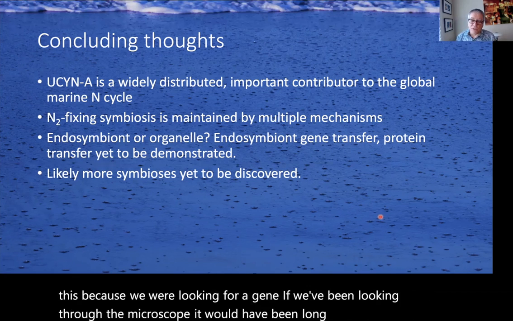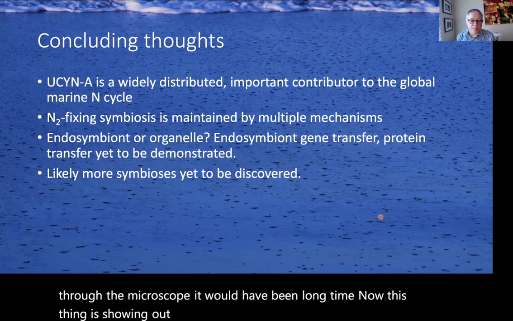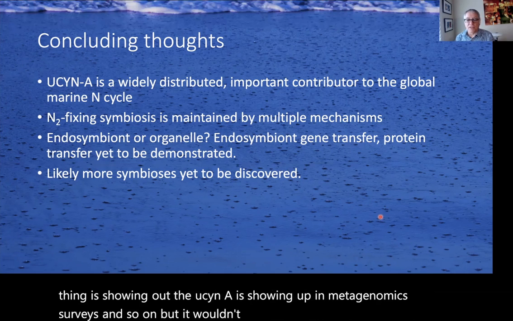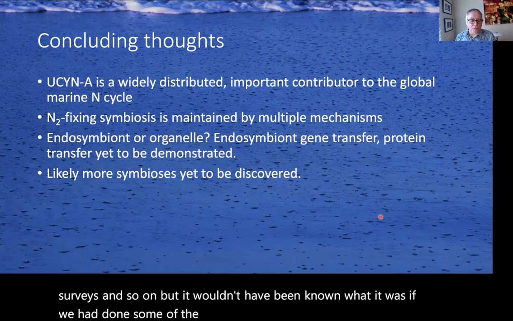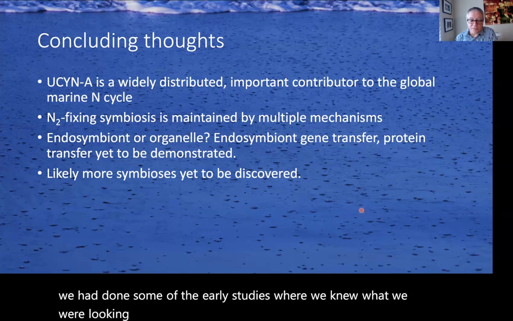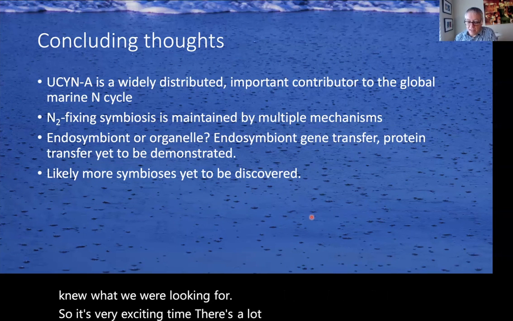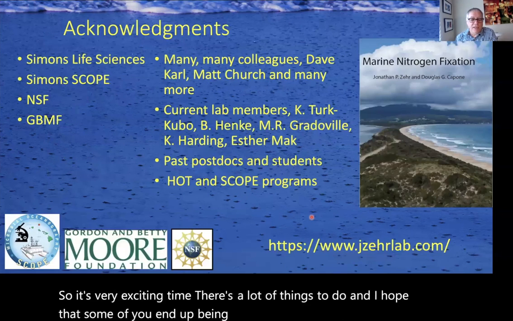Now this thing, eusin A, is showing up in metagenomic surveys and so on, but it wouldn't have been known what it was if we hadn't done some of the early studies where we knew what we were looking for. So it's a very exciting time. There's a lot of things to do. And I hope that some of you end up being those who discover things.